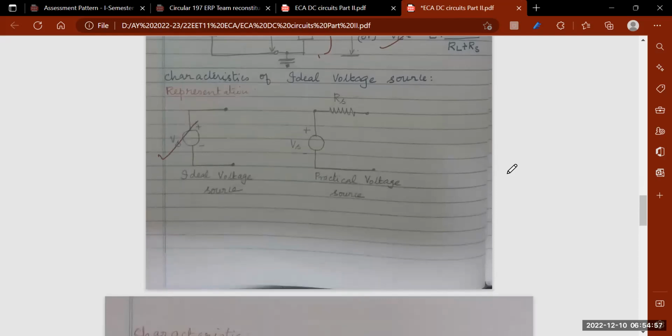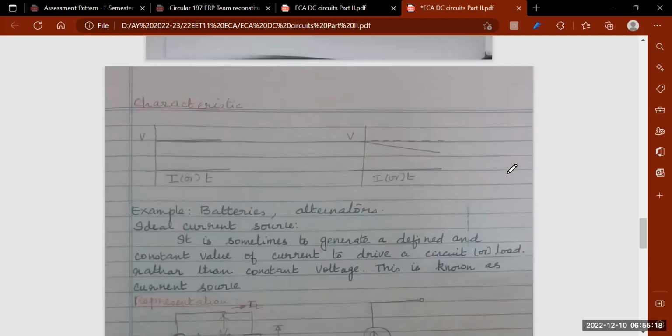So this is the ideal voltage source and this is the practical voltage source representation. When I say ideal voltage source, my source resistance is equal to 0. And if I say a practical voltage source, there is a small amount of source resistance available. Now, how to draw the characteristics? When I try to draw the VI characteristics for an ideal voltage source, it will look like this. So irrespective of current or time, my voltage remains constant.